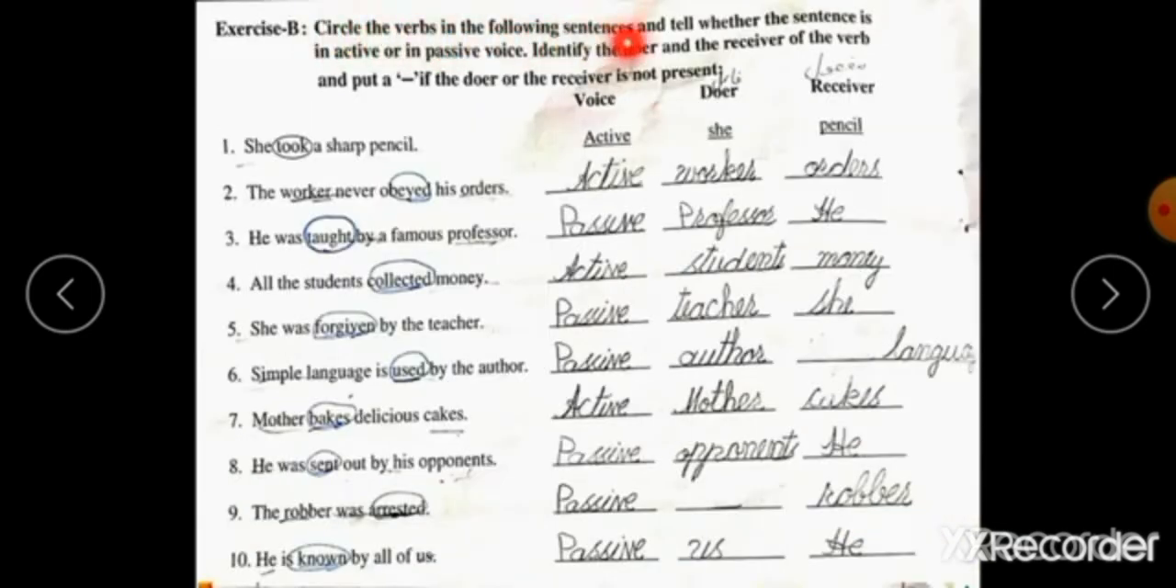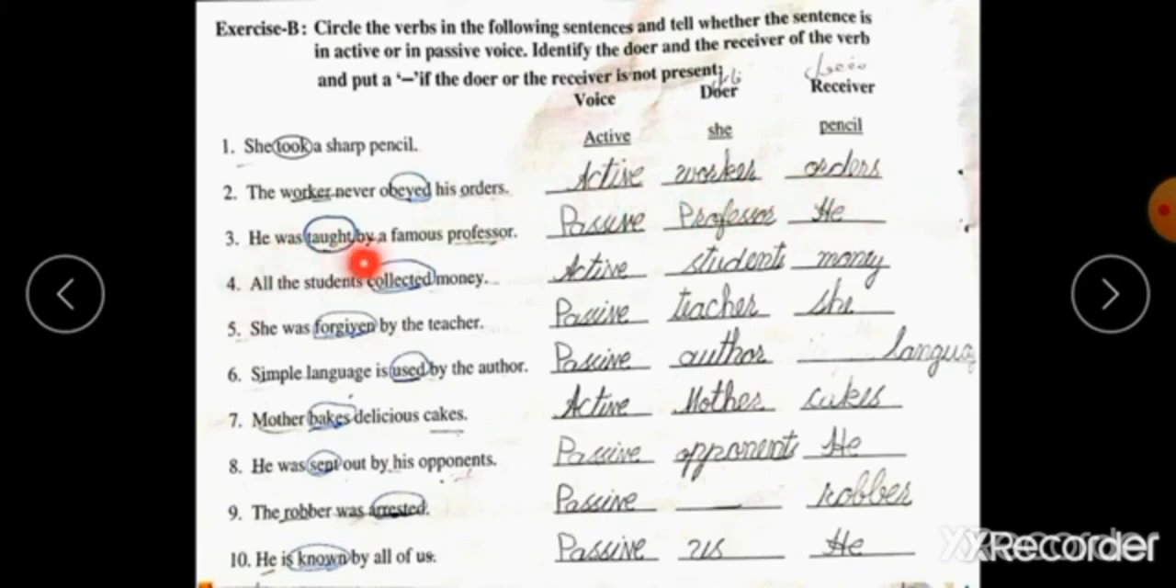Circle the verbs in the following sentences and tell whether the sentence is in active or in passive voice. Identify, means शनाख्त करें, the doer and the receiver of the verb and put a blank if the doer or the receiver is not present. She took a sharp pencil. Active voice. She is doer while pencil is receiver. The worker never obeyed his order. Active voice. Worker is doer, order is receiver.